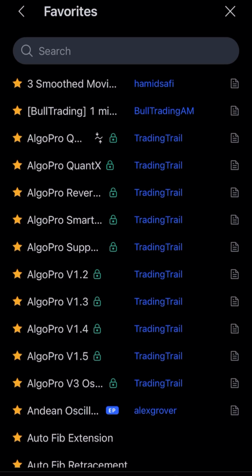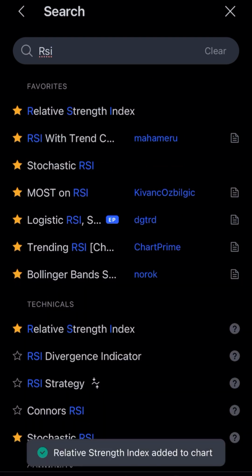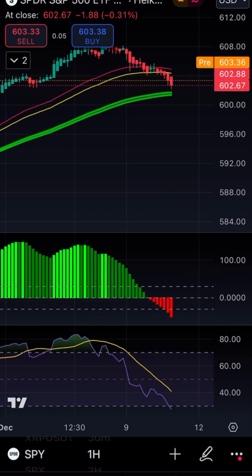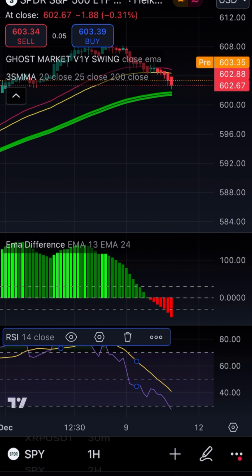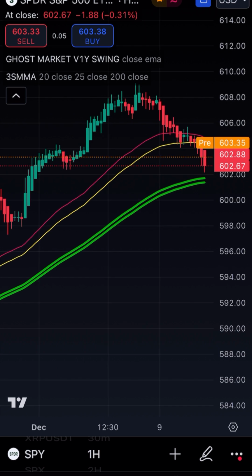You can also plug in an additional one like RSI. Have RSI on there as well, or whatever extra indicator you want to put on there. But for the sake of this video, we're just going to be looking.